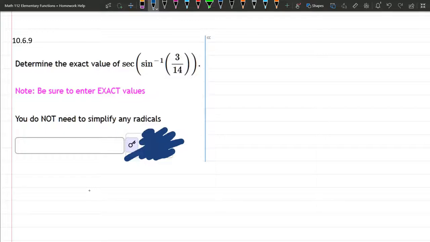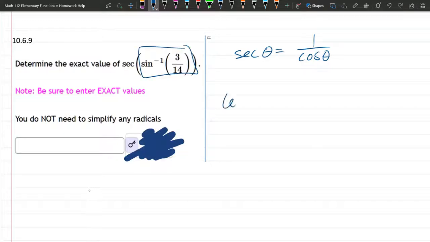We have secant sine inverse. So first thing, we have to turn everything into sines and cosines. So remember, secant theta is 1 over cos theta. So let's go ahead and examine the inside here. Whenever you have a trig of an inverse trig function, you're going to let theta equal the inside, like that. And we're going to move the trig function to the other side. So we have sine theta equals 3/14.